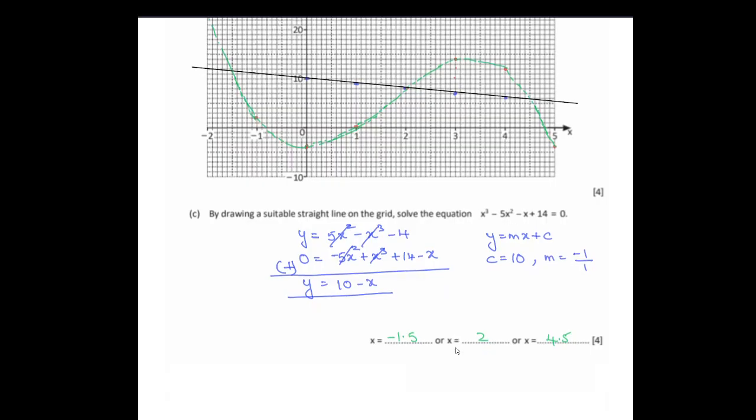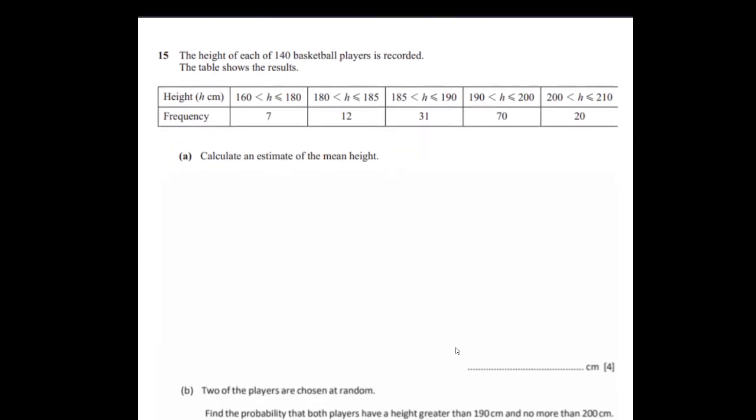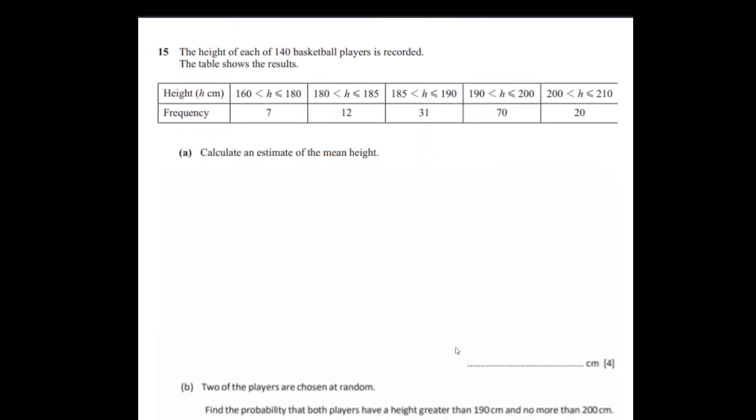Question number 14 is done. Question number 15. The height of each of 140 basketball players is recorded. The table shows the results. Calculate an estimate of the mean height.